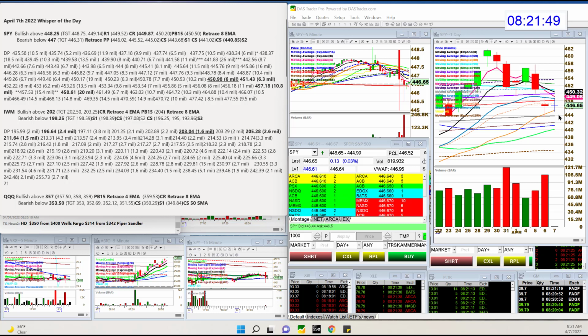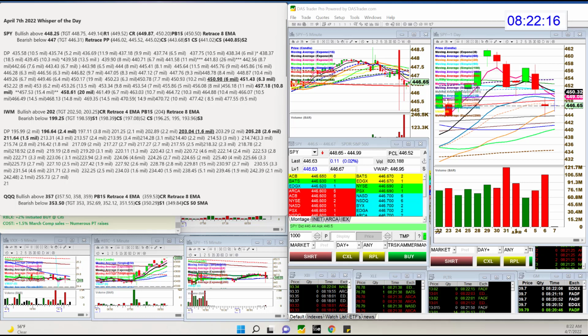So today we're going to be bullish above 448.25 for a retrace, possibly to that 8 EMA, or we're going to be bearish below 447. We've already gone down and triggered that bearish below level. Let's see, we're at about 446. So I'm going to be bearish right now below 446. That is the next entry level for the SPY.